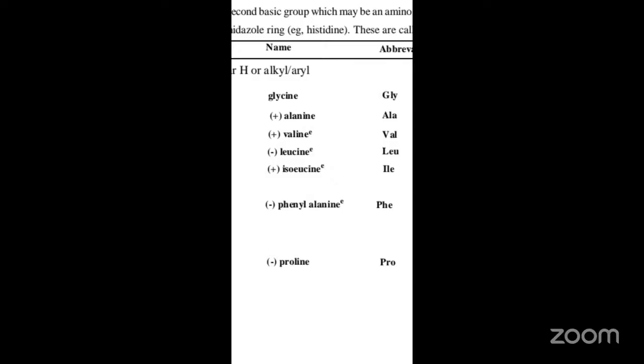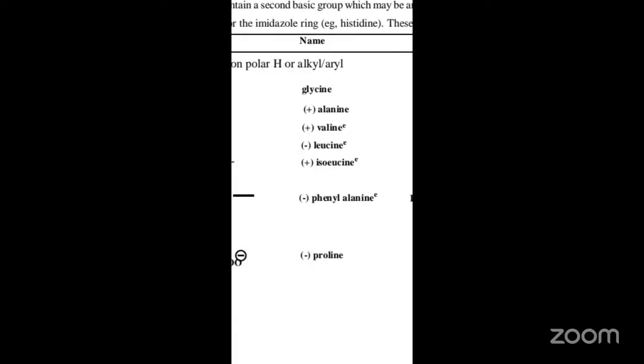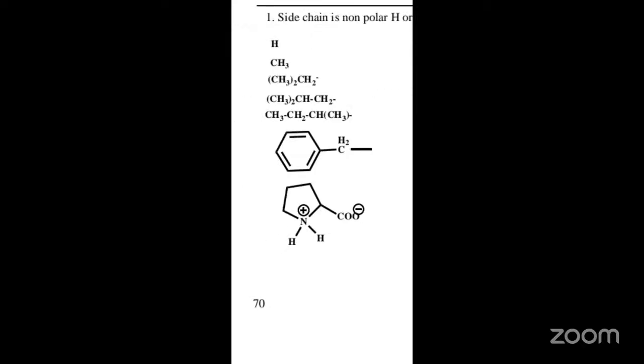Like if you take this particular one, alanine. One of the hydrogens from the alanine methyl group is substituted with a phenyl group. Then it is phenylalanine, right? And proline is a heterocyclic amino acid. Okay, proline is a heterocyclic amino acid here.